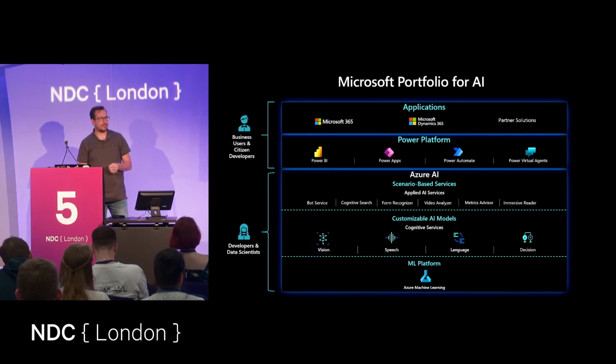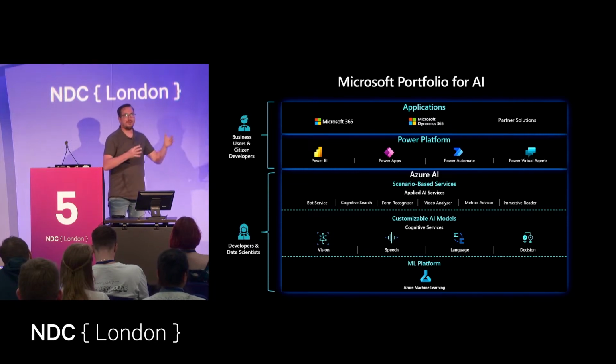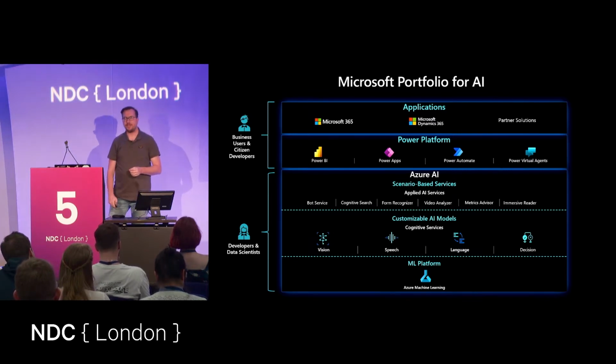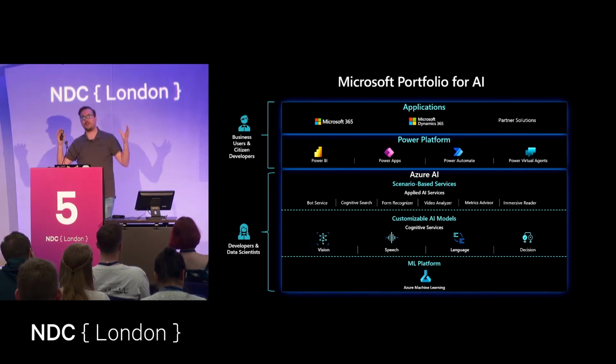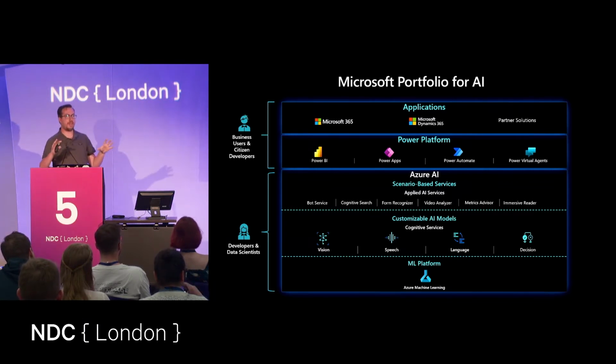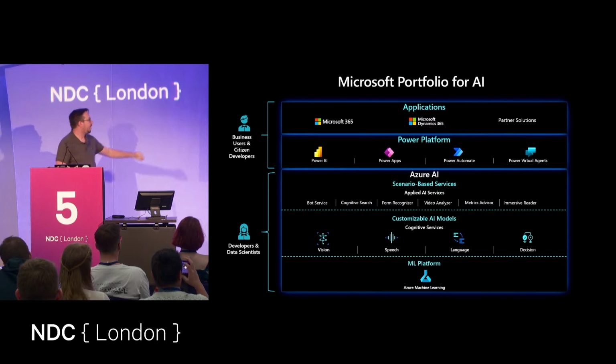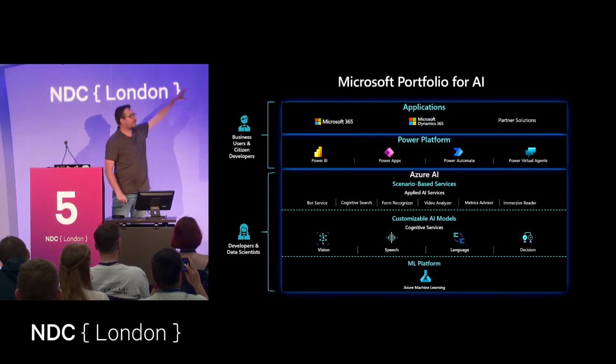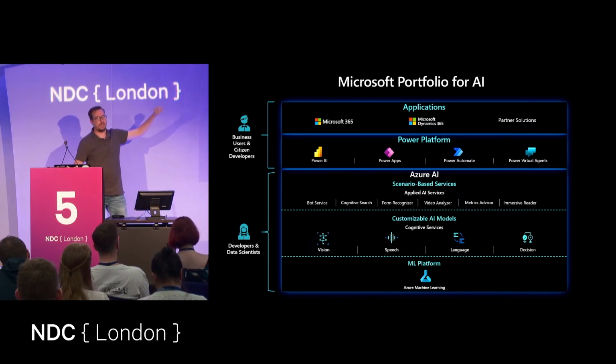So first things first, let's have a look at which tools we're going to use from the Microsoft toolbox. If we look at the whole portfolio of Microsoft AI, this is what you get. They divided it into two things. We have some tools for developers and data scientists, and we have tools for business users and citizen developers. So basically no code, a little bit of code, and a lot of code.